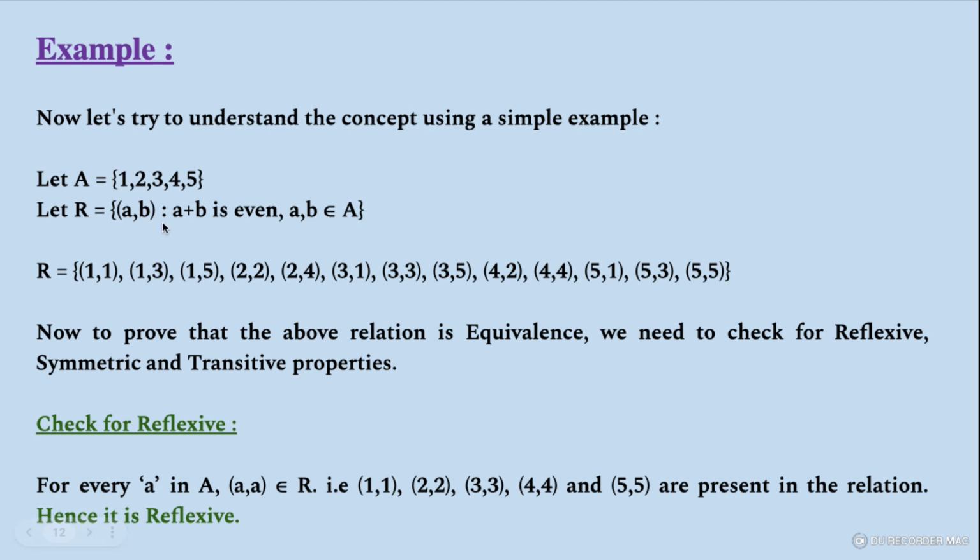So in this case, you check for 1, that is if a is 1, then (1, 1) is there. 2, (2, 2), 3, (3, 3), 4, (4, 4), and for 5 you have (5, 5). So since all these identical pairs of each element of A are present in the relation, we can say this is a reflexive relation. So hence it is reflexive.